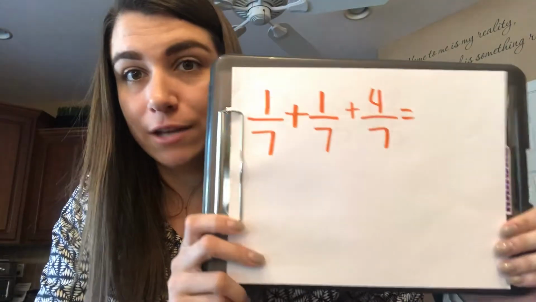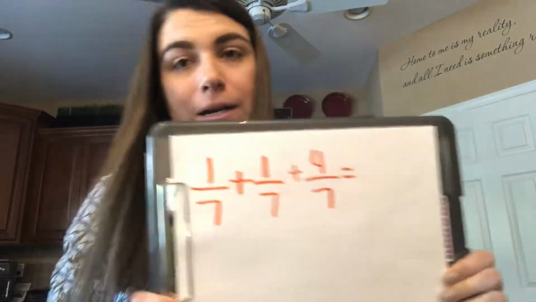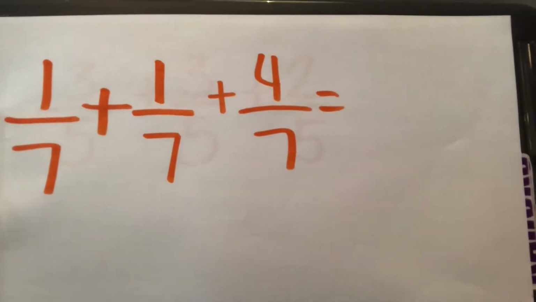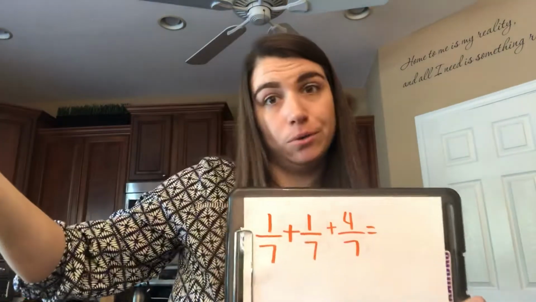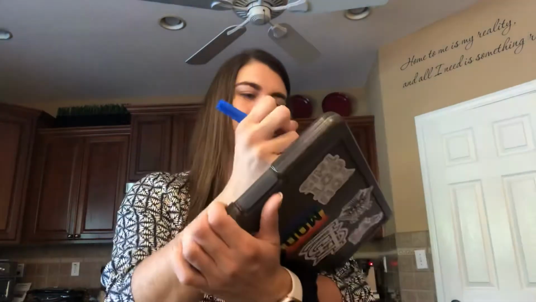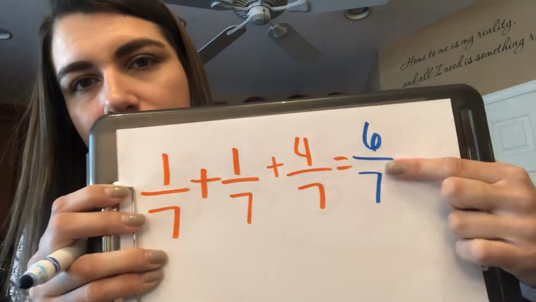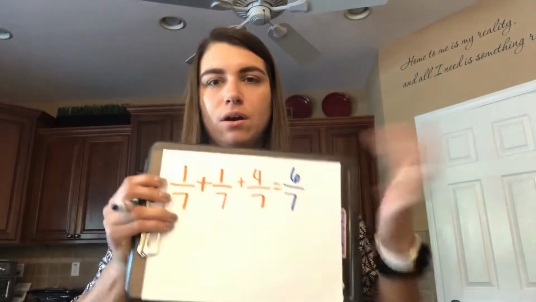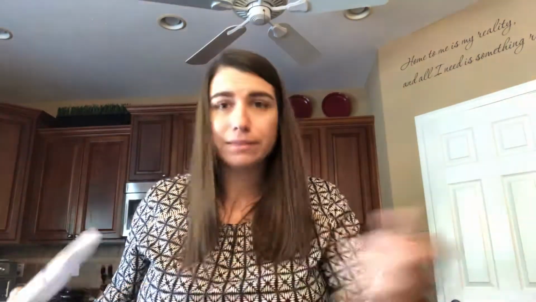All right, the next one, I have 1/7 plus 1/7 plus 4/7. Go ahead and solve it. All right, 1 plus 1 is 2. So we have 2 7s plus 4 7s, which is 6 7s. Same thing here. There's less on top than bottom, so 6 7s can stay the same. So that is our final answer, 6 7s. Oh my goodness, you are already on the last one.